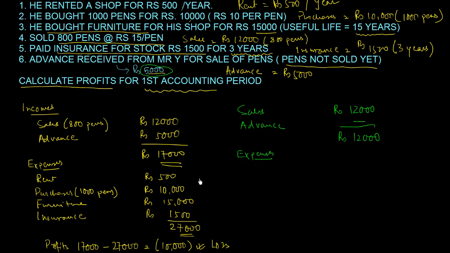For expenses, we have rent. Rent is for rupees 500 for the first year. So we are calculating the profits for the first accounting period, and let us assume that this year is the first accounting period itself. So we will consider this rent because we have already incurred this rent. So rent will be considered for rupees 500. Now let us move ahead and let us record the purchases.